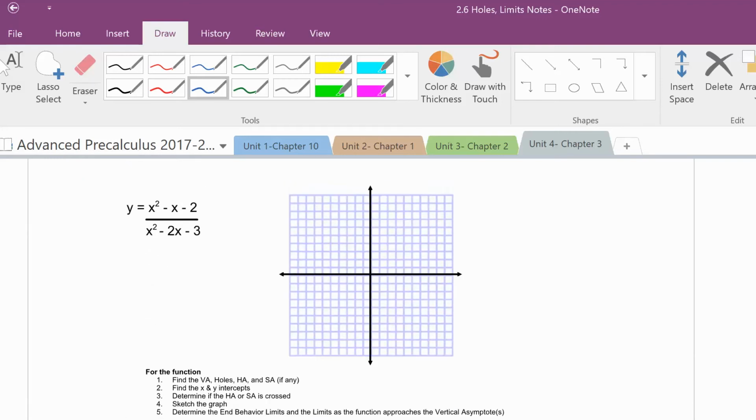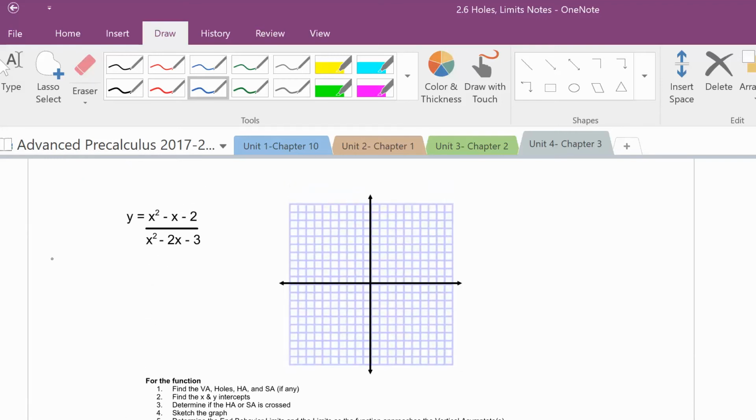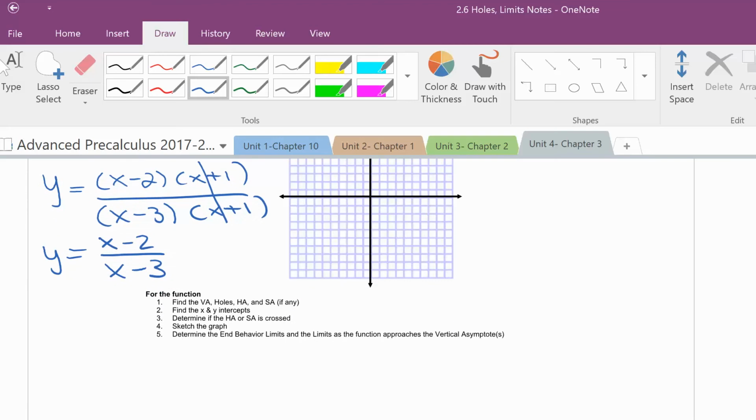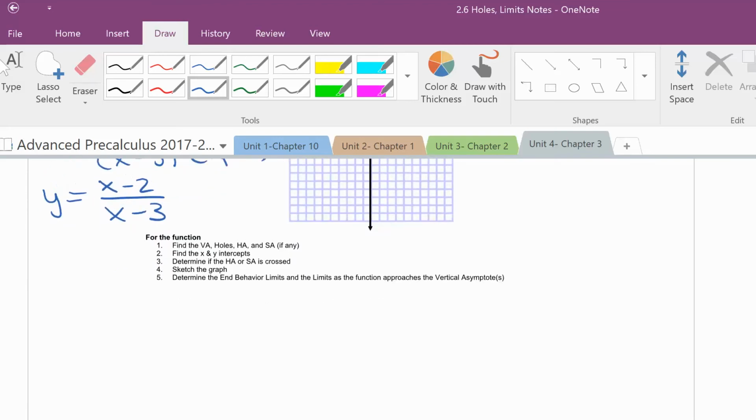So the first thing you want to do when you're graphing a rational function is factor. The factors of x squared minus x minus 2 are x minus 2 and x plus 1. And the factors of the denominator are x minus 3 and x plus 1, which means when you simplify, you get that the function is equal to x minus 2 over x minus 3. So that is now what you will graph.